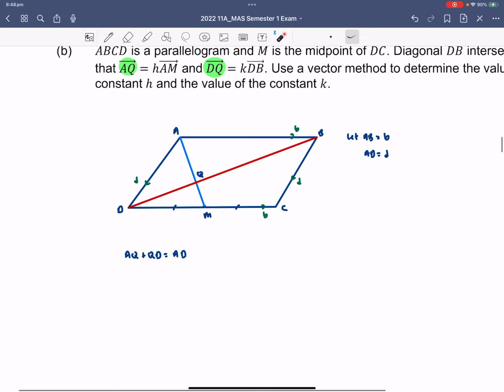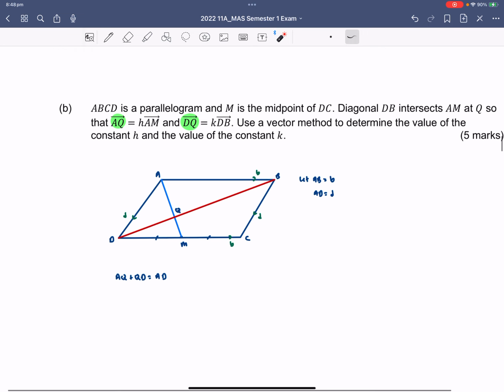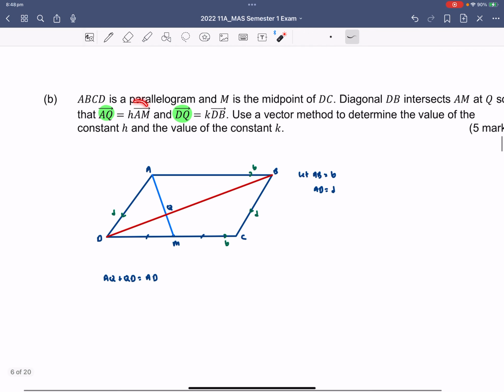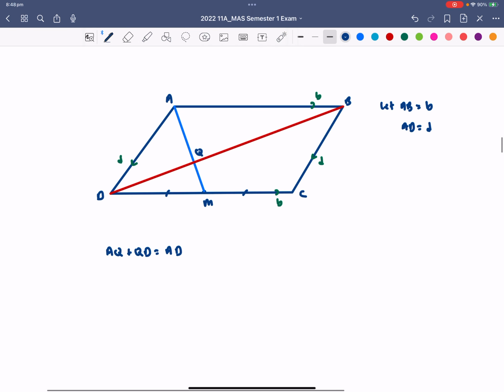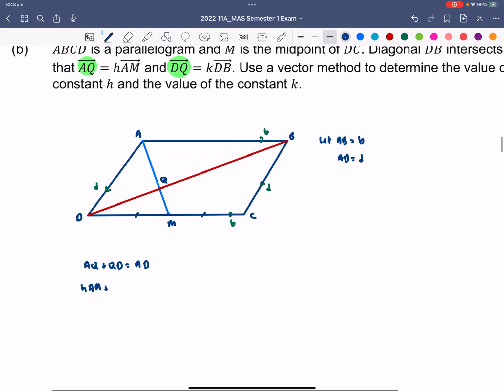And the point of these proofs is you have to use all the information. There are 3 pieces of information: we have this one, we have this one, and we have the fact that M is the midpoint. I've got to use all pieces of information. So what do I write down instead of AQ? I write H lots of AM. Instead of QD, now this is DQ, so QD would be the opposite of this. So QD would be minus DQ. So then I'm going to write minus K lots of DB.